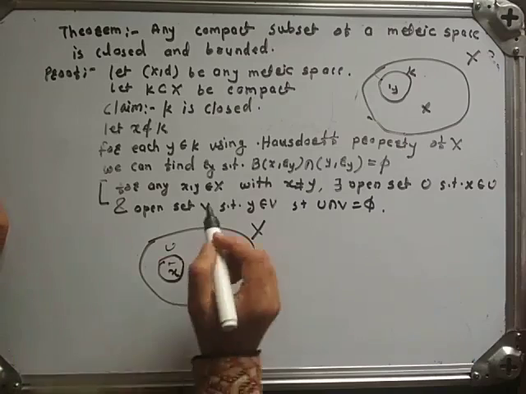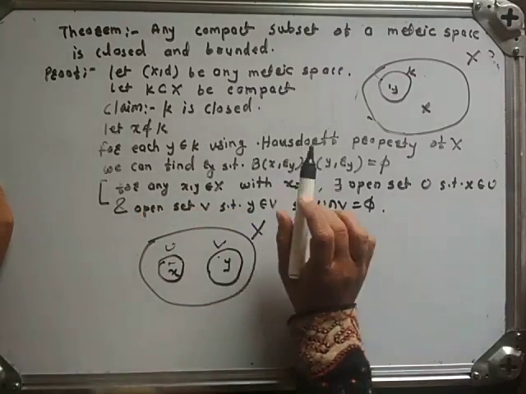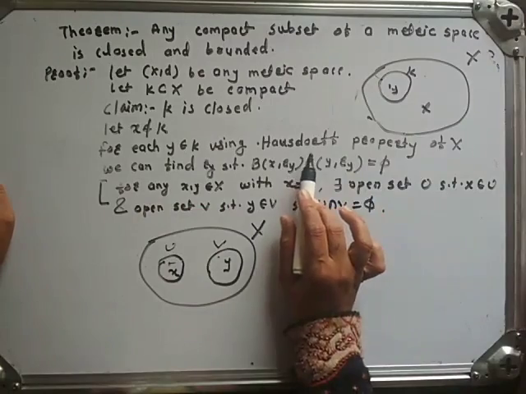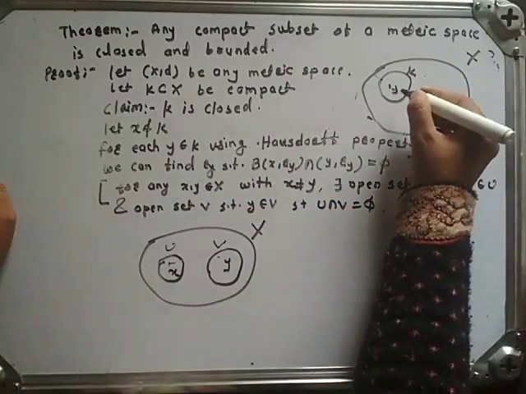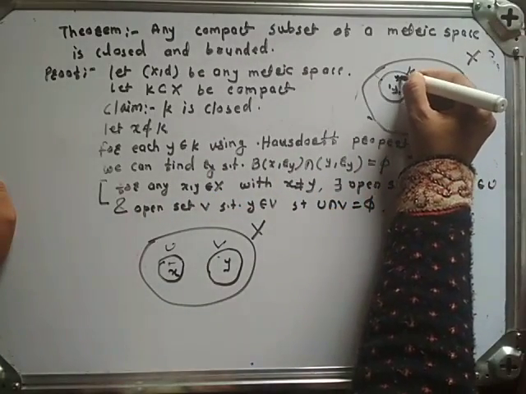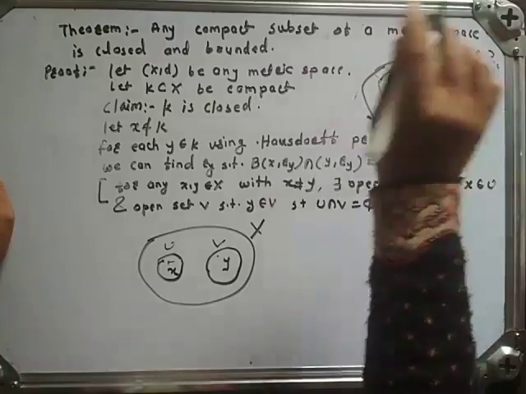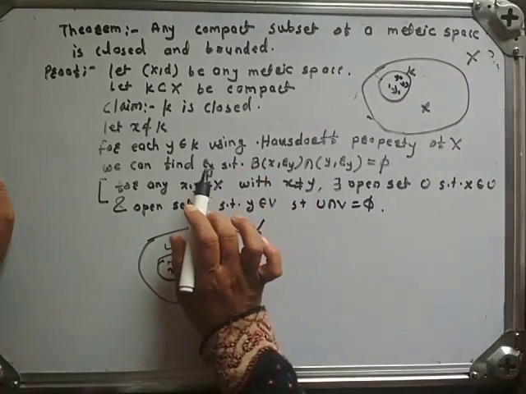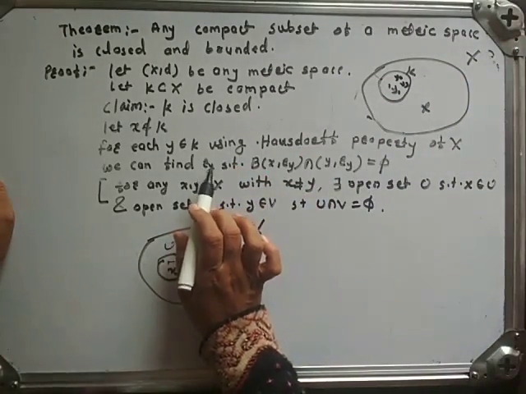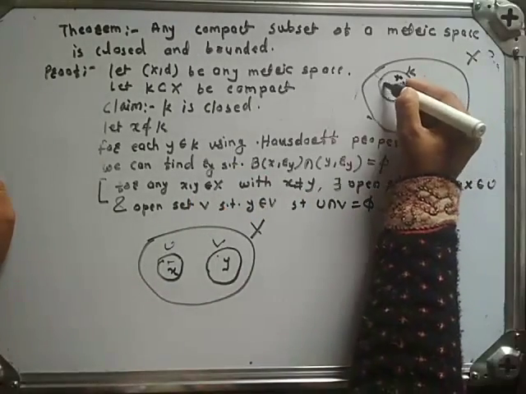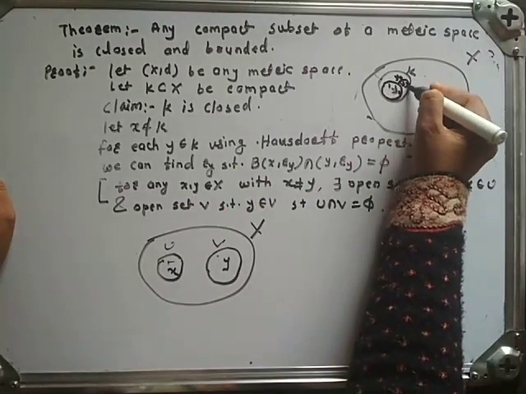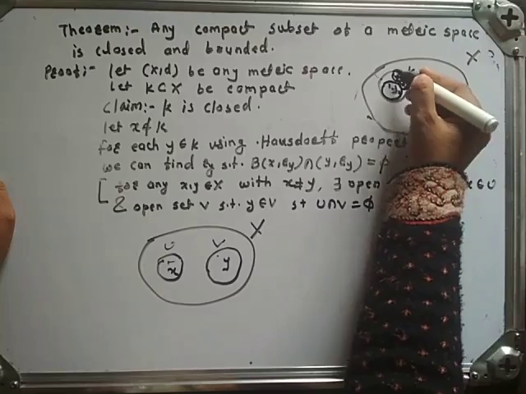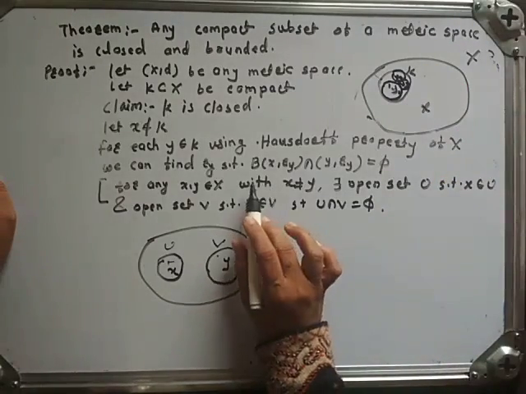So here, for each y belongs to K. For each y means, suppose here is the point y1, here is y2, y3 and so on, we can find ry. ry is nothing but ry1, ry2, ry3, ry4 and so on.